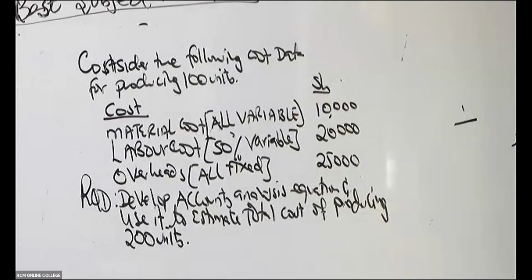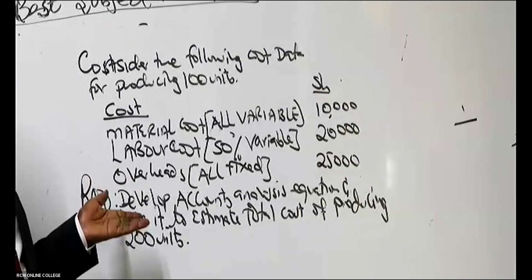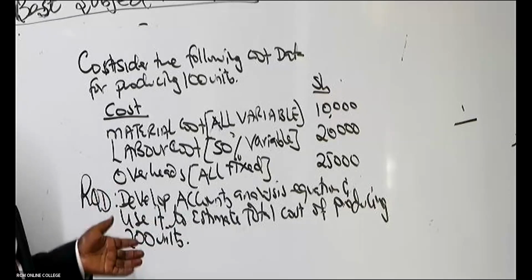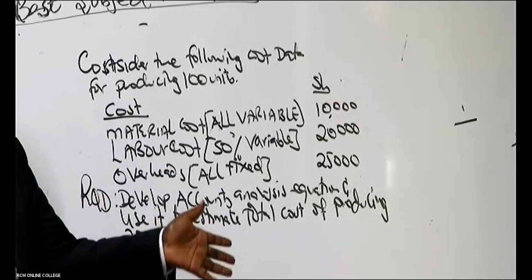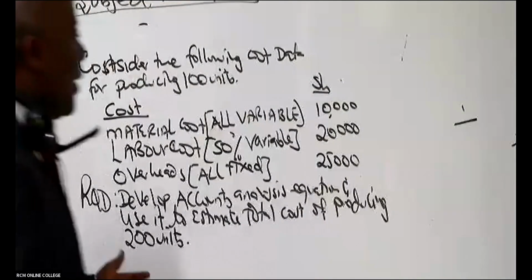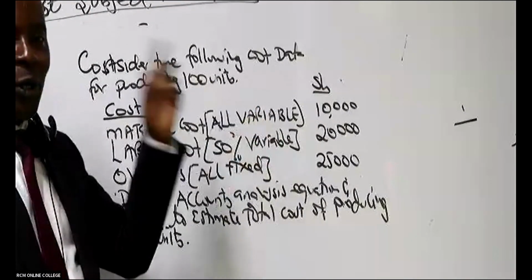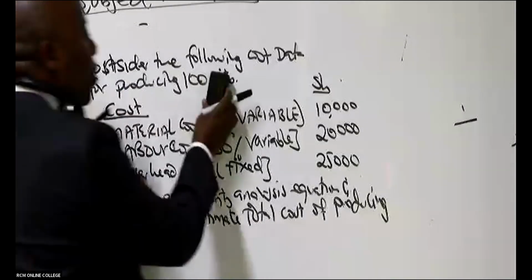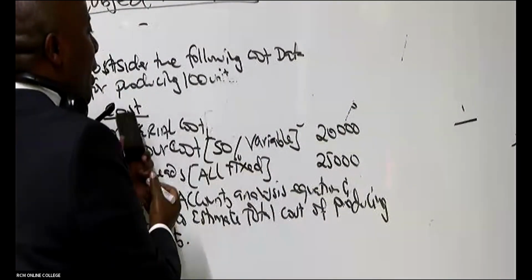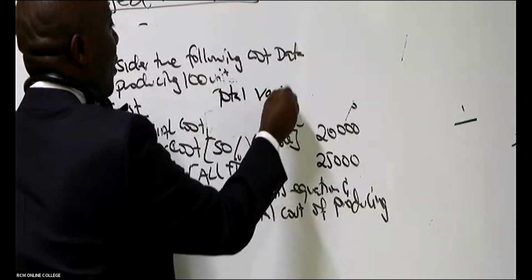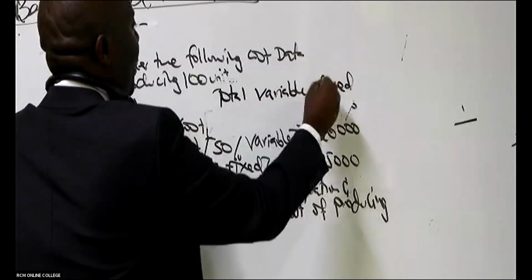Then, ladies and gentlemen, what we shall do, I can see many yeses here, is simply to analyze each account and break each account into fixed and variable components. For the first one, they have told me the total is 10,000 and all is variable. So in this case, write their solution. Solution: total, variable, then fixed.